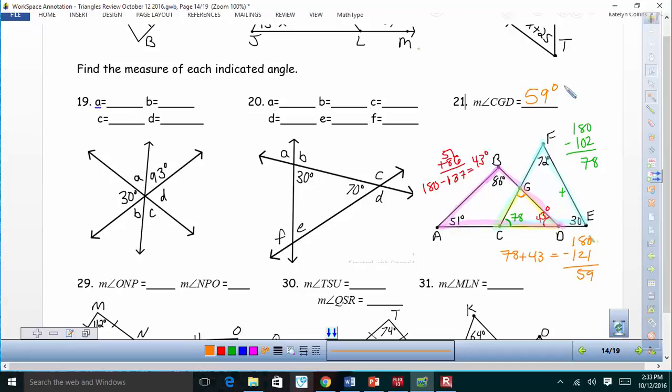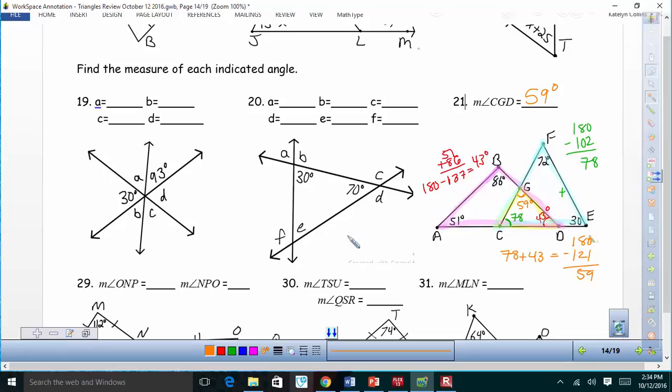Yes? It says angle CGE. Are we supposed to find the whole triangle? No, this is not a triangle. This is asking for the angle of CGD, and the only way that we could do that was to find these other two. I thought it was CDG.